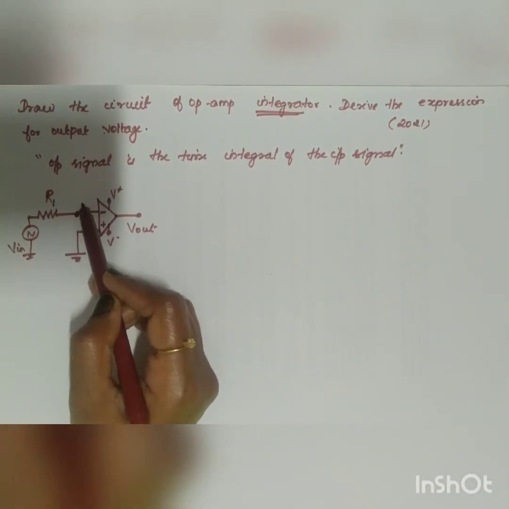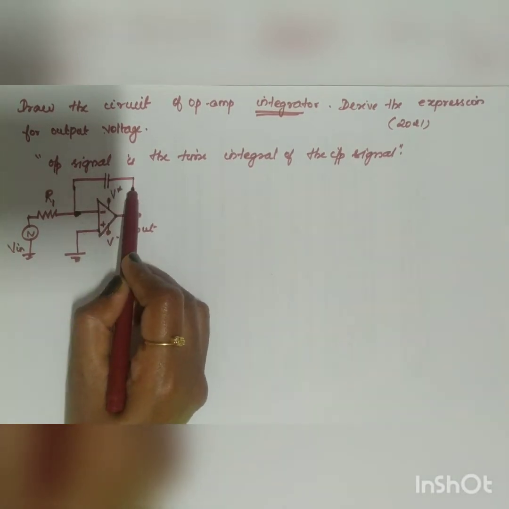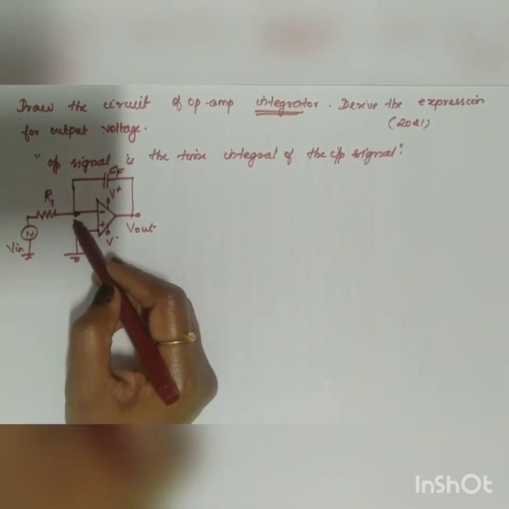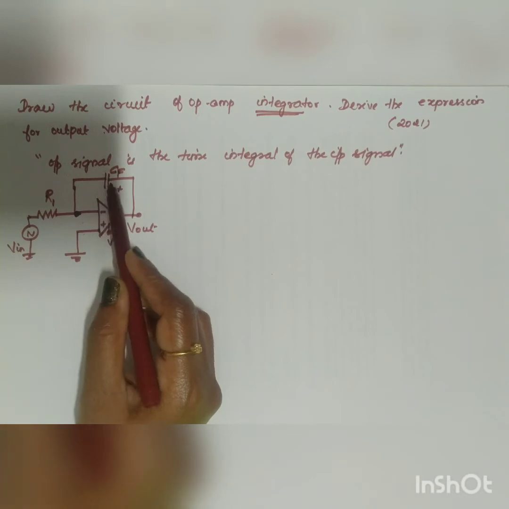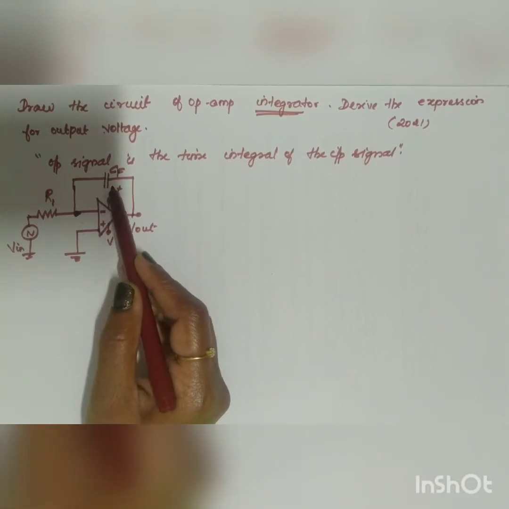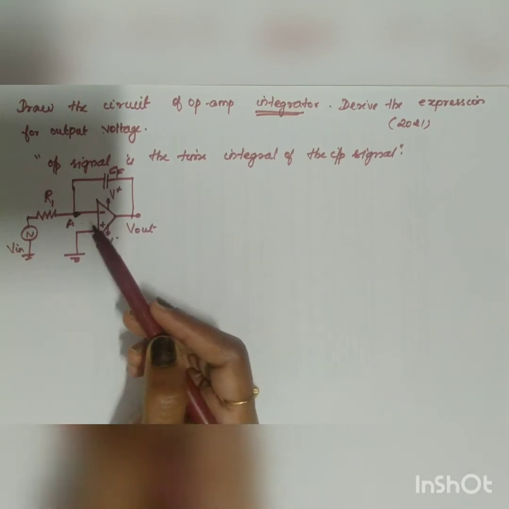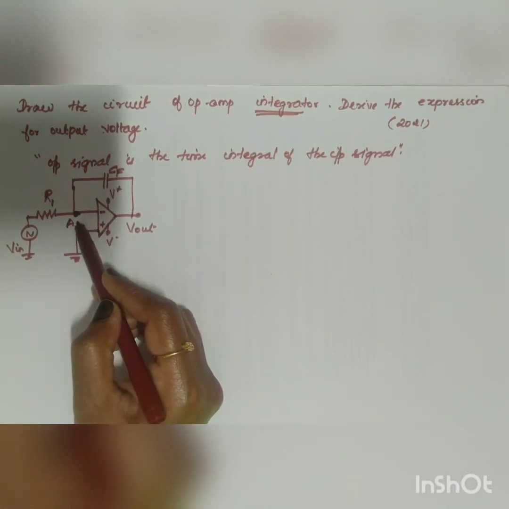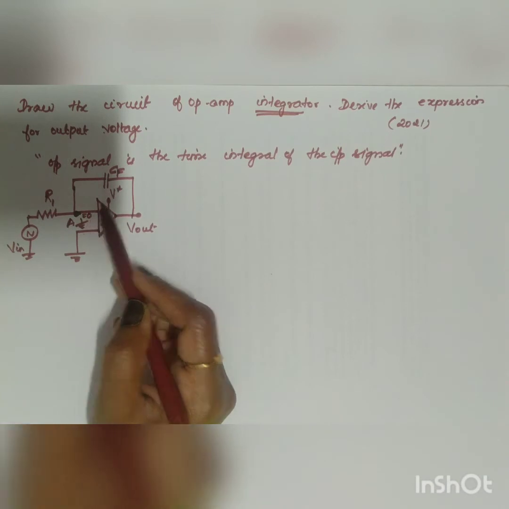Instead of giving a feedback as resistor, you are going to replace it by a capacitor. So this is your capacitor CF. Now this circuit is called your op-amp integrator. The feedback resistor is replaced by a feedback capacitor. If I take this as node A, since the non-inverting terminal is grounded, what will happen here? This is also in virtual ground.